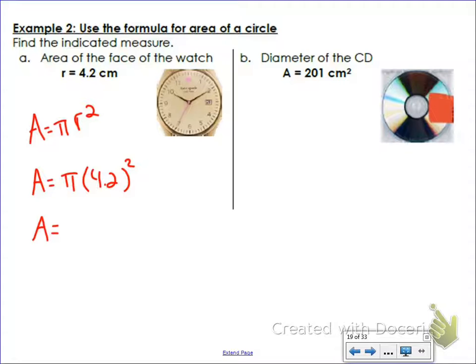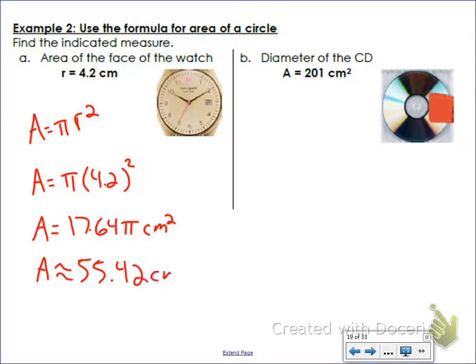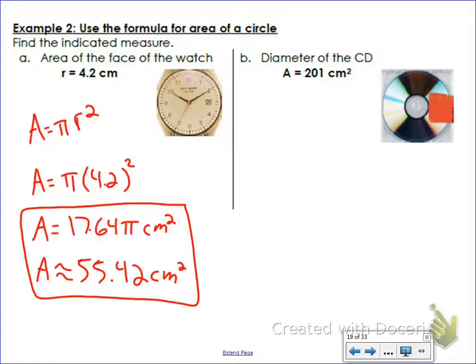So the area is going to equal 17.64 pi centimeters squared. That would be my exact area. And if I want to find an approximate, I can multiply 17.64 times pi, and I would get approximately 55.42. Again, exact is going to have pi in the answer. Approximate will be a rounded answer.